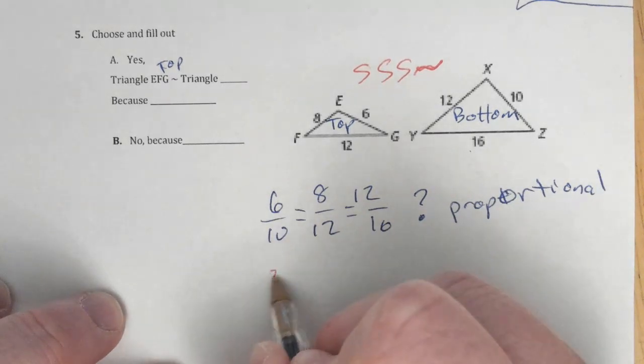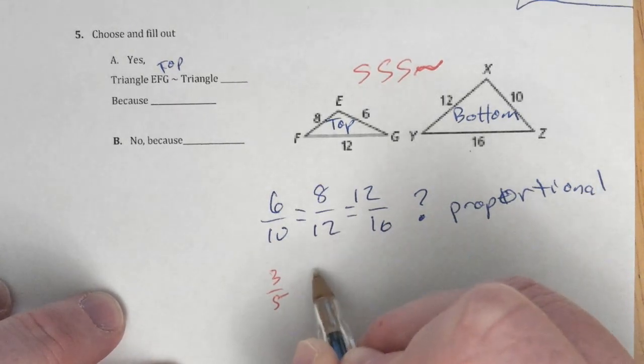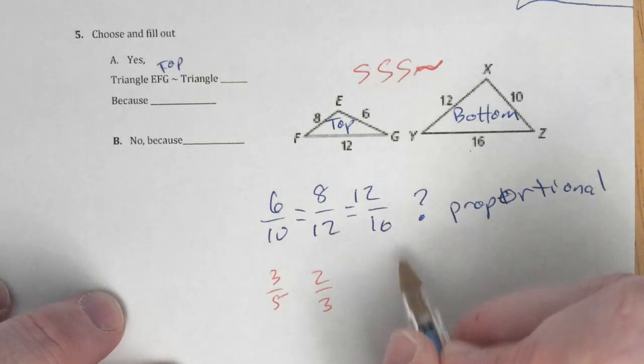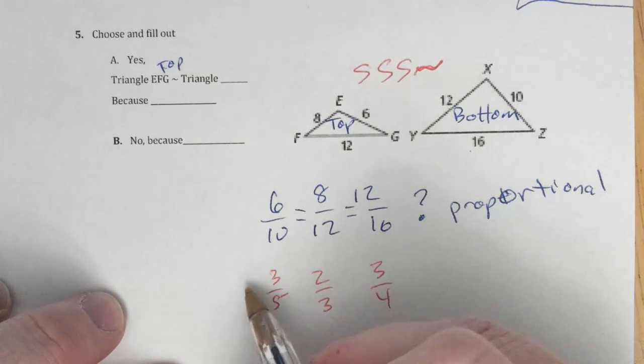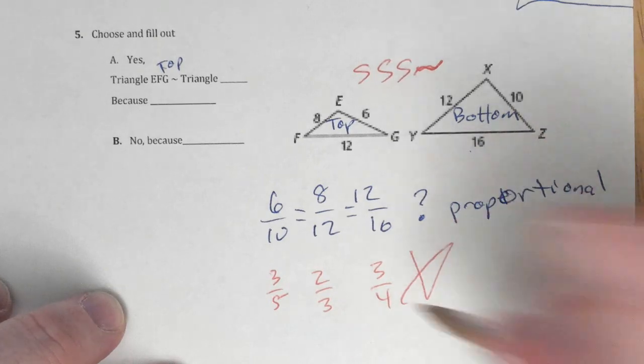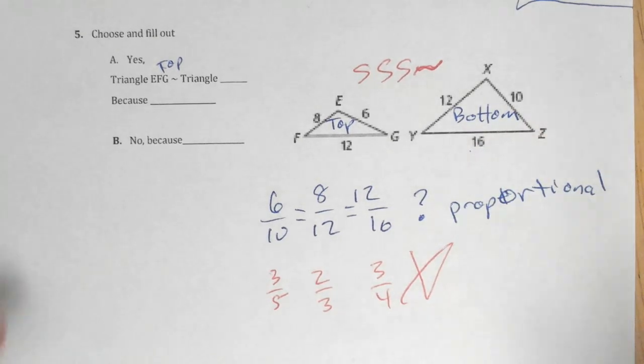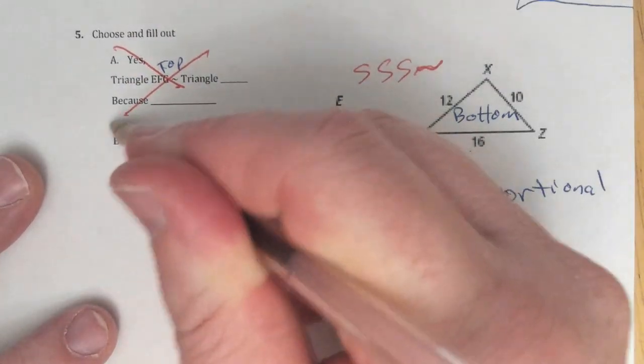So if I simplify this, that's 3 over 5. This would be 2 over 3. Uh-oh, it's already not working. And that is 3 over 4. They are all supposed to equal. This did not work. So this right here is a no.